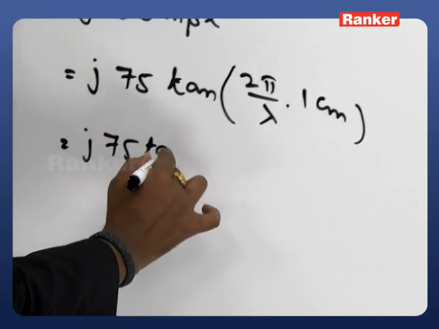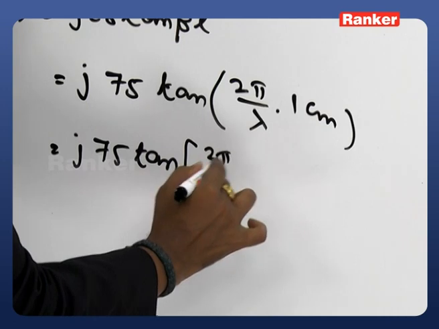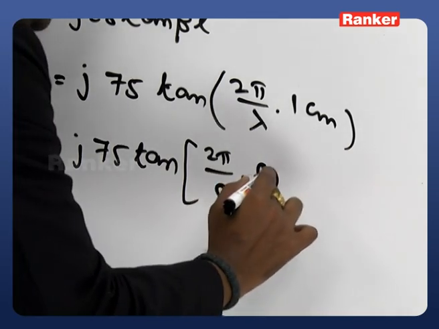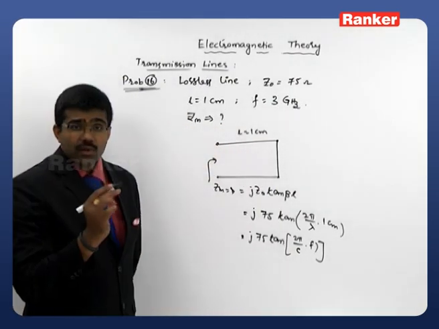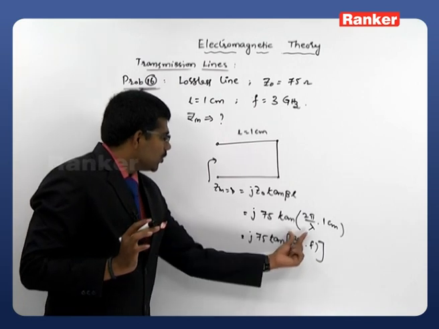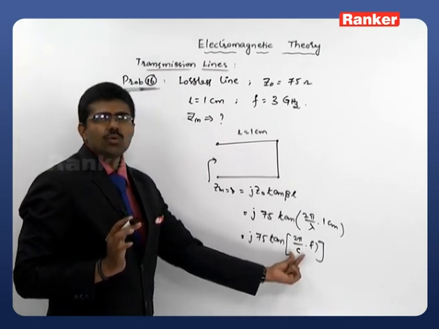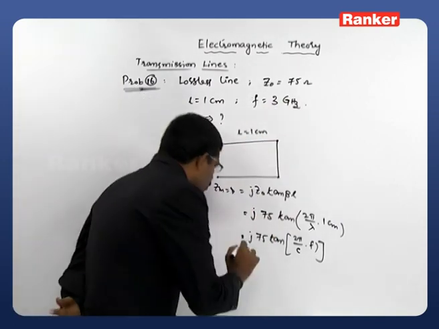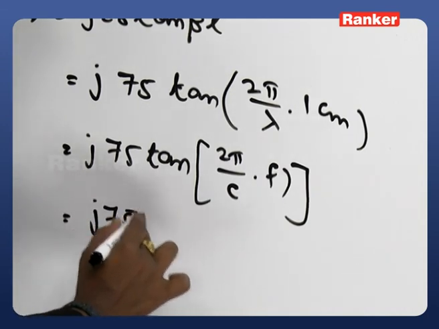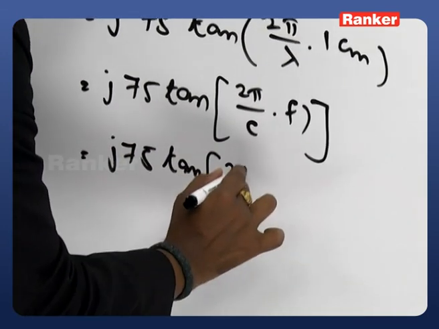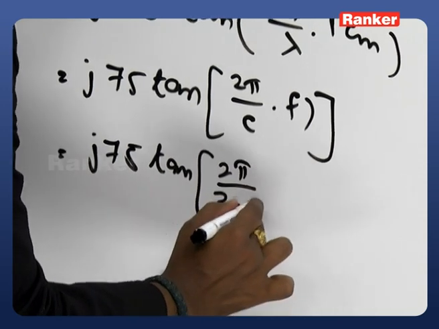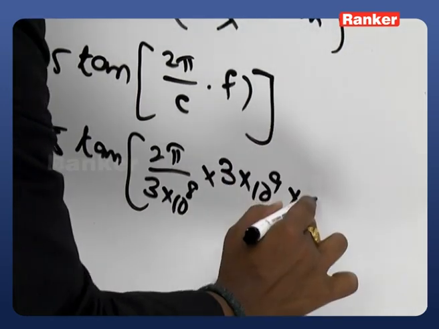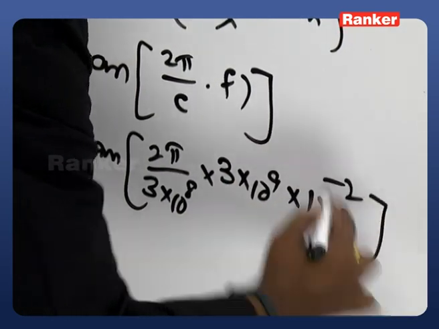j 75 tan 2 pi by, instead of lambda I am writing C by F, 2 pi F into L by C, that 1 centimeter for temporarily I will ignore. Now observe this one, 2 pi F by C. C is nothing but 3 into 10 power 8. F is how much? F is 3 into 10 power 9. Substitute them, which is equal to j 75 tan 2 pi by 3 into 10 power 8 into 3 into 10 power 9 into 1 centimeter, 1 into 10 power minus 2, that is what we have.